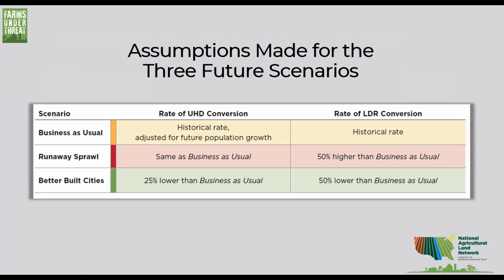So a quick look at the assumptions that went into the three scenarios. You see here the business as usual, what we talked about, this historical rate of conversion on both the urban and high density development and on that low density residential development. We adjusted for population growth only for the urban and high density conversion because we know there's a strong correlation between population growth and pressure on additional urban and high density development.